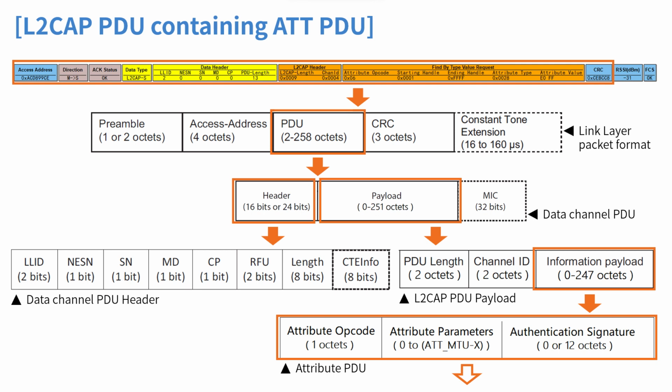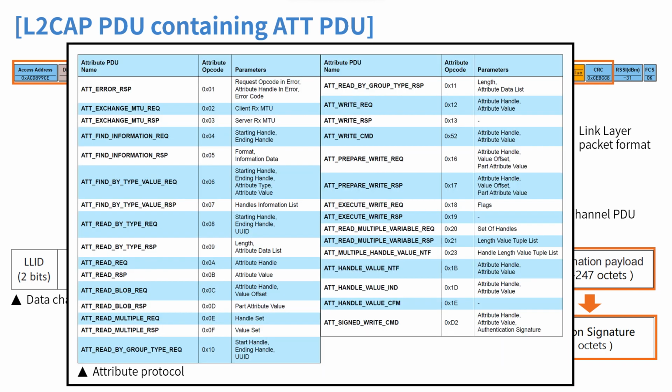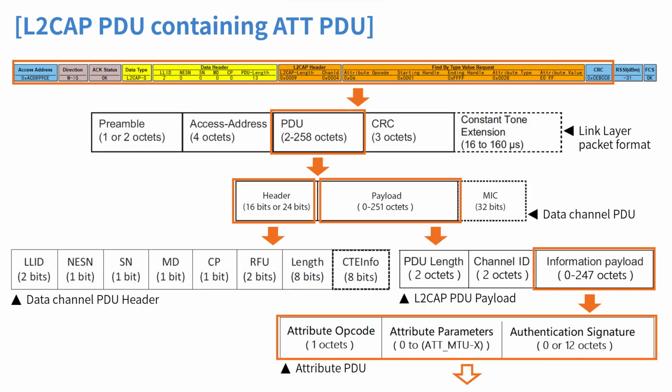Let's talk about several types of packets when the information payload is attribute PDU. The attribute PDU is composed of 3 fields. The attribute opcode field identifies different types of attribute PDU. The table is a definition of all attribute PDU types. Attribute parameters field are determined by the type of attribute opcodes.